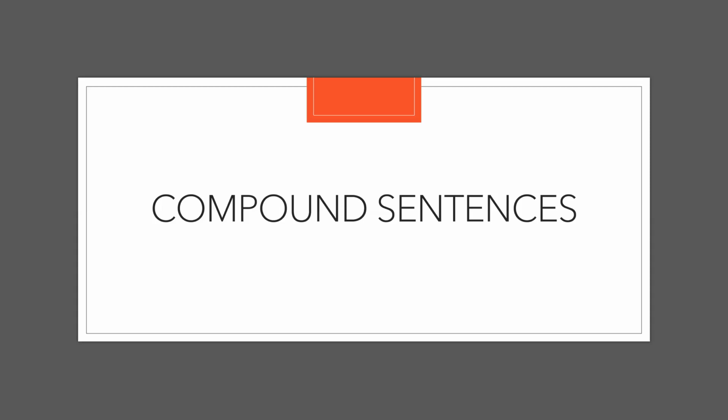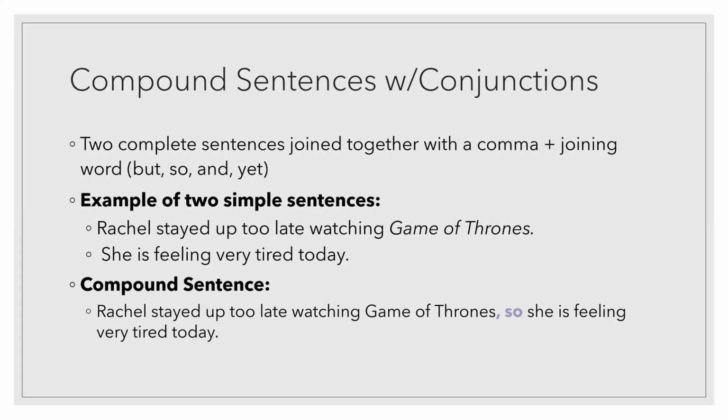Let's first talk about compound sentences. Compound sentences are when two complete sentences are joined together with a comma and a joining word, sometimes called a coordinating conjunction. Those words include things like but, so, and yet. So let's look at two simple sentences. The first says, Rachel stayed up too late watching Game of Thrones. The next says, she is feeling very tired today.